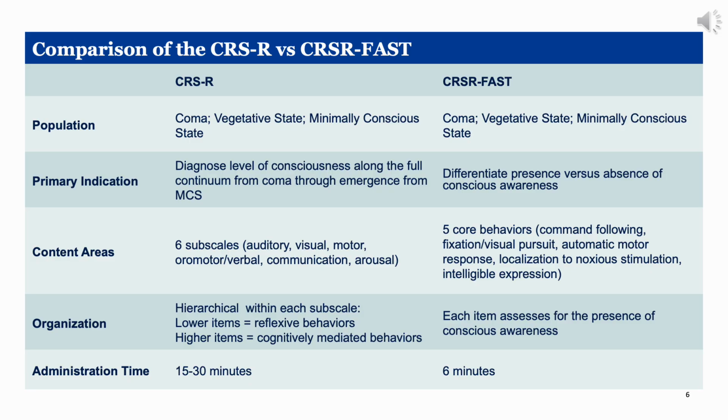The CRS-R consists of 6 subscales: auditory, visual, motor, oromotor, verbal function, communication, and arousal. Each subscale contains hierarchically arranged items, and the maximum score varies across subscales. Unlike the CRS-R, the CRSR-FAST does not include individual subscales. Instead, it focuses on 5 core behaviors: command following, visual fixation or pursuit, automatic motor response, localization to noxious stimulation, and intelligible expression. These behaviors are scored as either present or absent and are administered sequentially until a scorable response is observed.